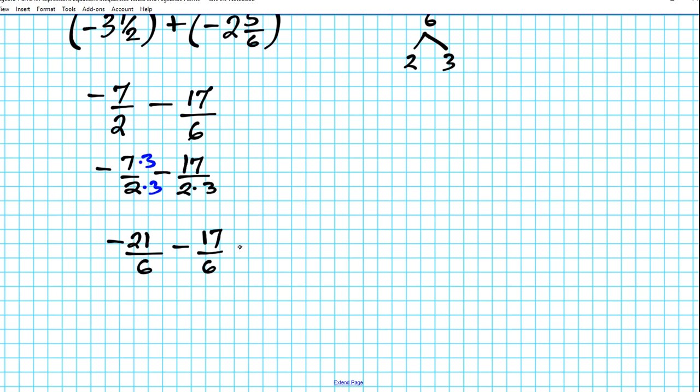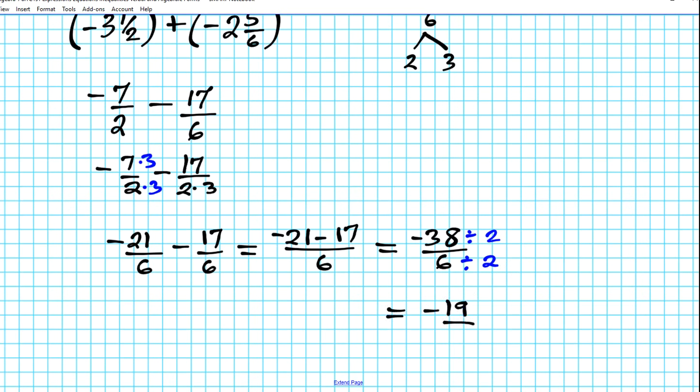Now what we're going to proceed to do, since they're now the same, is we're going to combine the numerator and keep the denominator. Okay? When we combine them, we add and keep the sign. We have negative 38 over 6. We can now divide the top and bottom by the greatest common factor, which is 2. 2 goes into both, and that reduces into negative 19 over 3. Alright, so there goes your final answer.